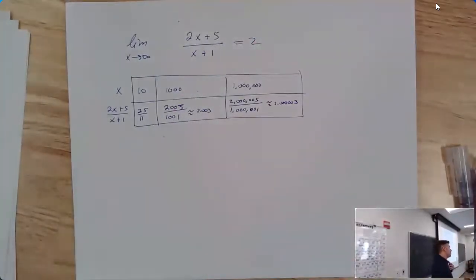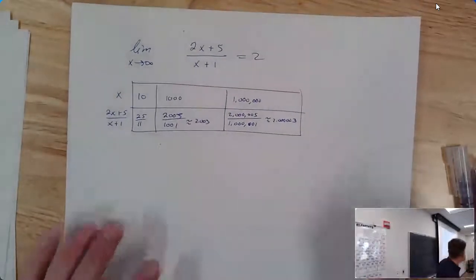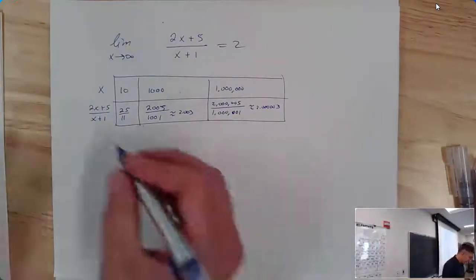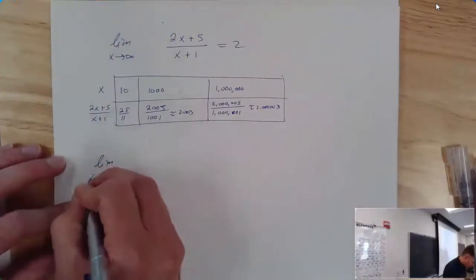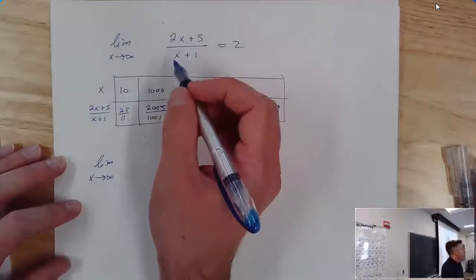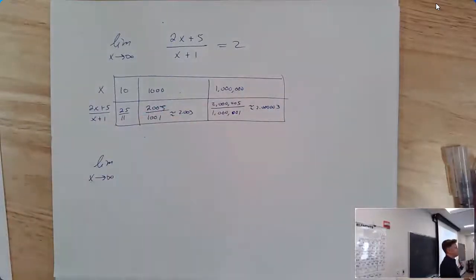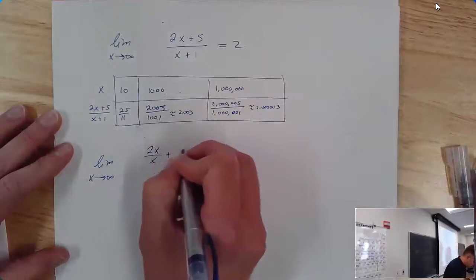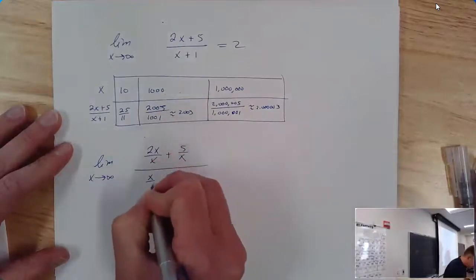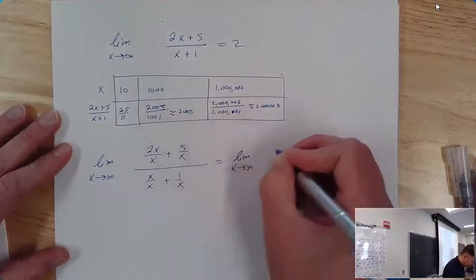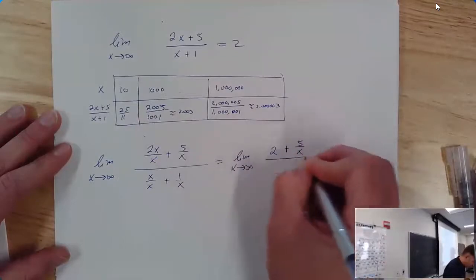But how do we show it? Well, the way you're typically encouraged to show limits like this, at least before you learn other ways of doing it, is to have a limit as x goes to infinity or negative infinity of some sort of rational expression like this. You want to divide everything by the x to the highest power that occurs in the denominator. So if I divide everything by x, and then simplify, I have the limit as x goes to infinity of 2 plus 5 over x over 1 plus 1 over x.